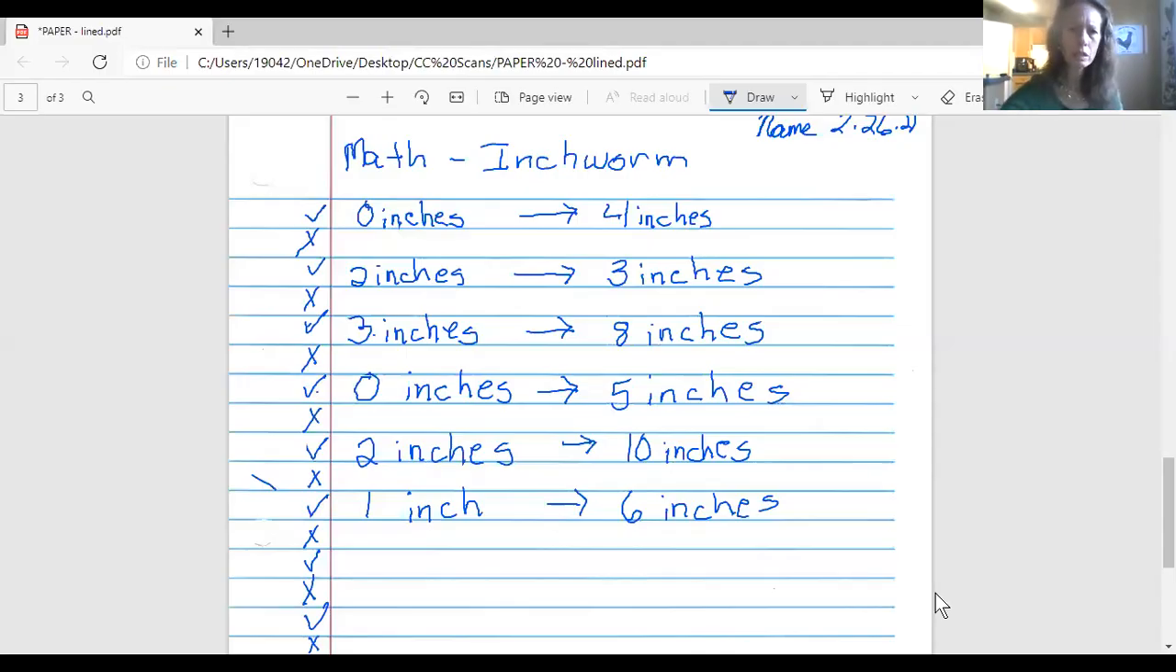That one went 3 inches to 11 inches. And let's see how many we have here. 1, 2, 3, 4, 5, 6, 7. Let's do one more. We got space down here for one more. Let's see.